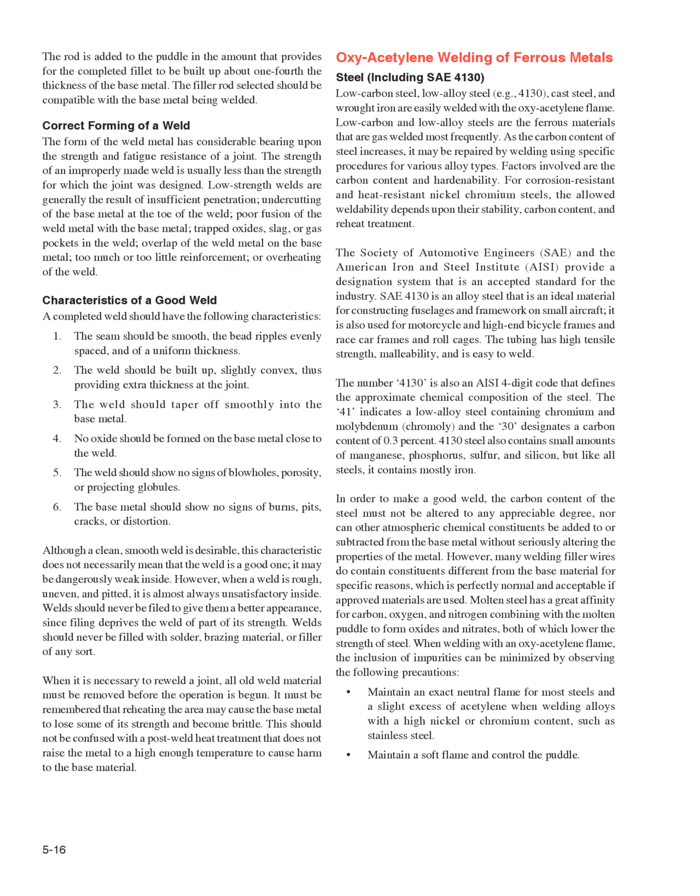A completed weld should have the following characteristics. 1. The seam should be smooth, the bead ripples evenly spaced, and of a uniform thickness. 2. The weld should be built up slightly convex, thus providing extra thickness at the joint. 3. The weld should taper off smoothly into the base metal.